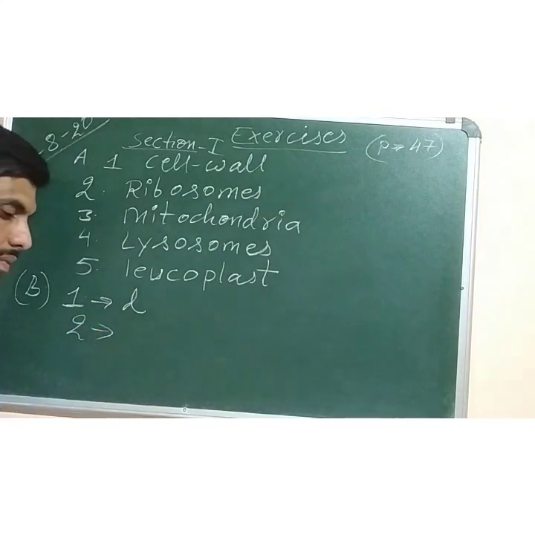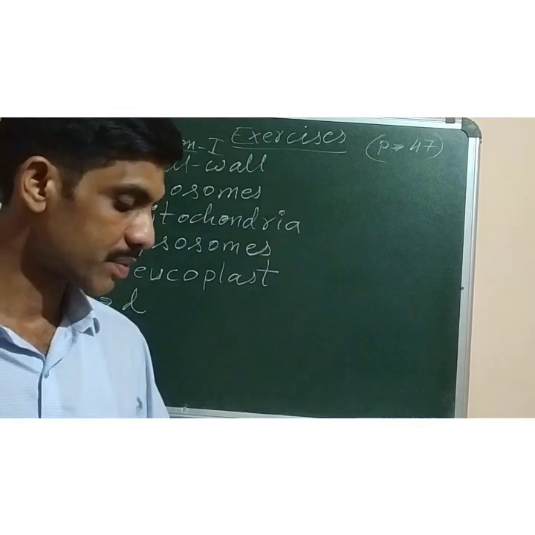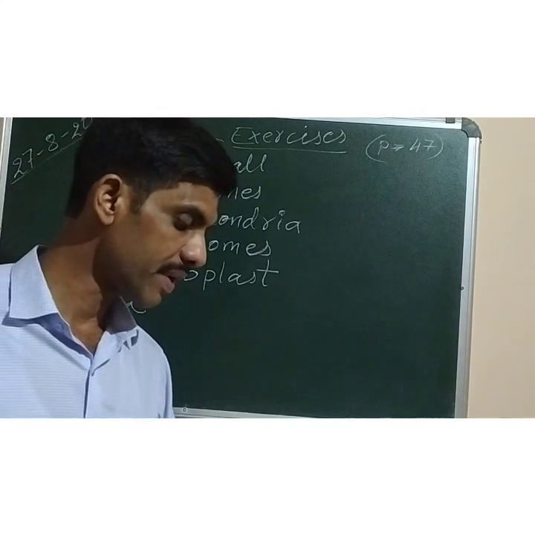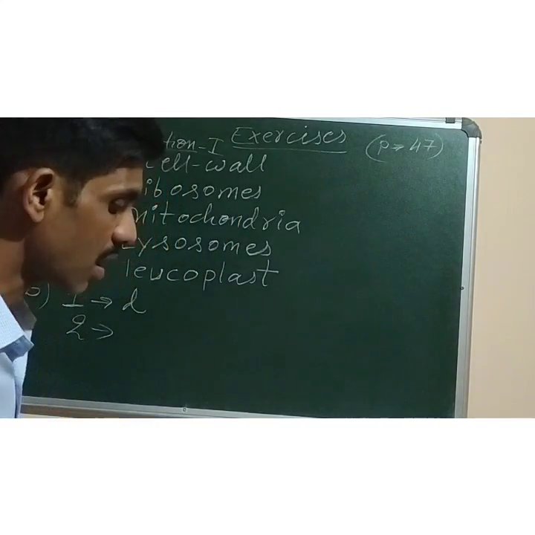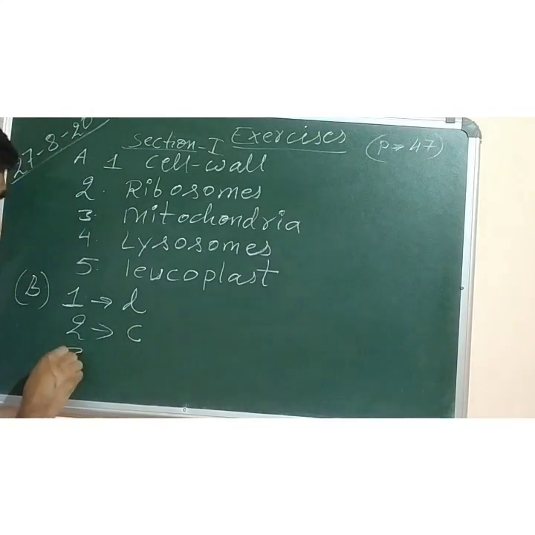Question number 2, membrane bound bodies found in the cytoplasm of a cell and perform definite functions. They are called cell organelles. So cell organelles is choice number C.